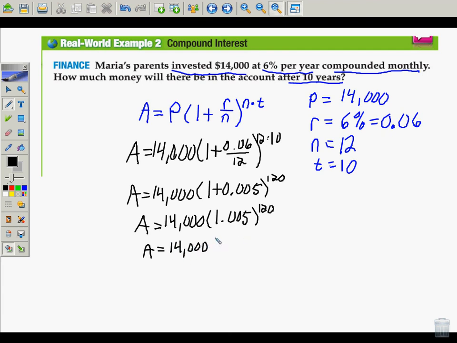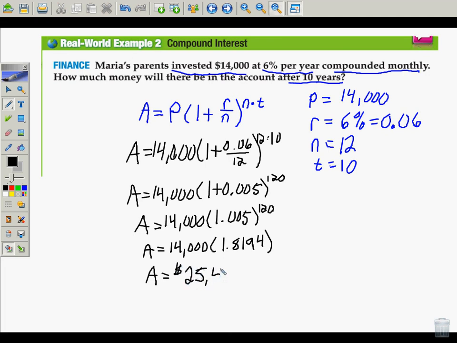1.8194. And remember, your calculator is going to give you a bunch of numbers after this, so do not just write 1.8194 in your calculator. Leave whatever you get in your calculator, and then just press times 14,000 so it keeps all those extra decimals. And when you do that, you get $25,471.55.